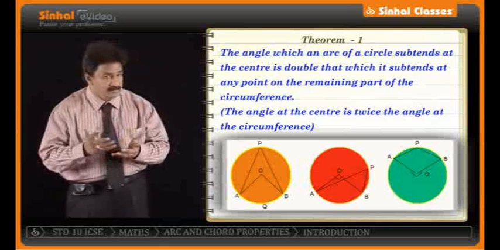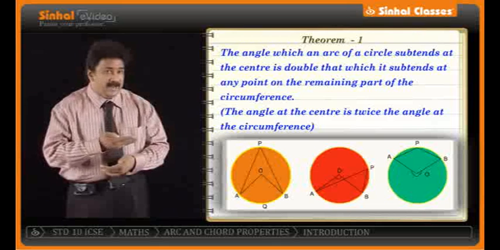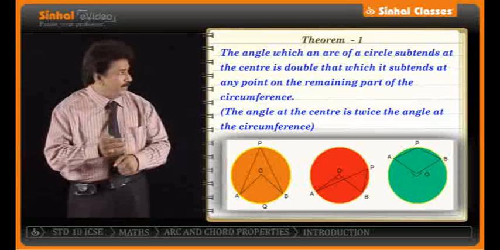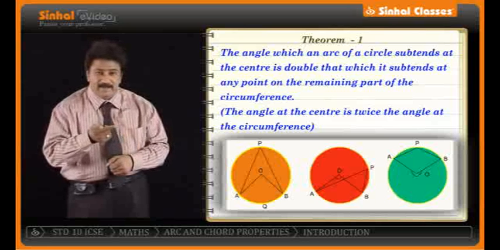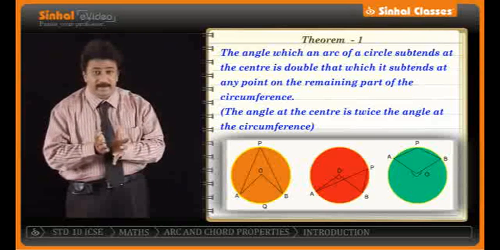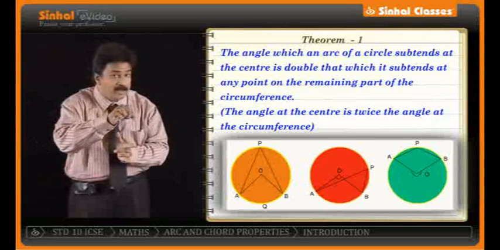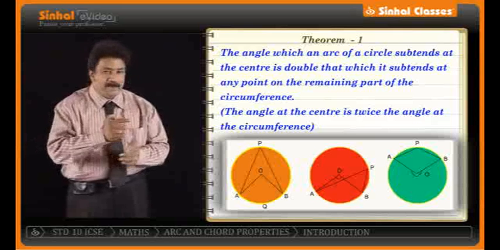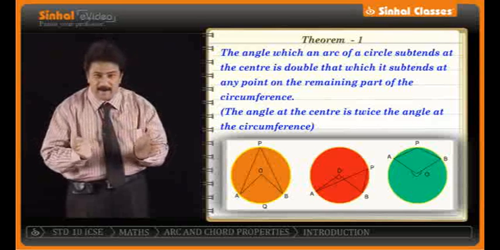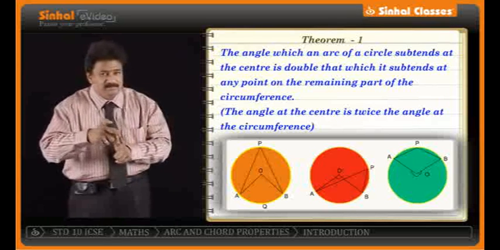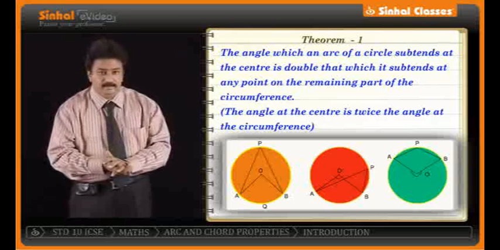Or what I can say, the theorem which is given to me: the angle that an arc of a circle subtends at the center is double that which it subtends at any point on the circumference, on the remaining part of the circle. The theorem looks very easy. We are going to use this theorem in so many sums.